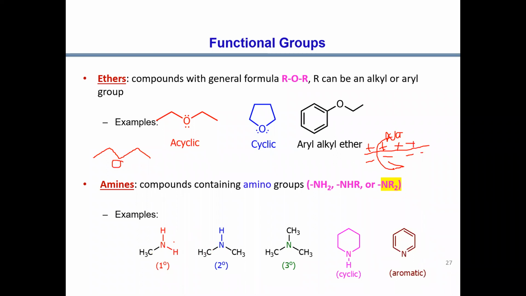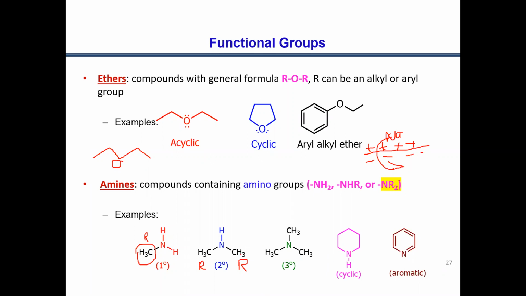Why is this a primary amine? As you can easily make out, it's joined to R here. So this becomes your RNH2, right? Here we have R and another R, so this becomes your secondary amine. This is your dimethylamine over here, this is your methylamine, and this is your trimethylamine. These are the tertiary amines, okay?